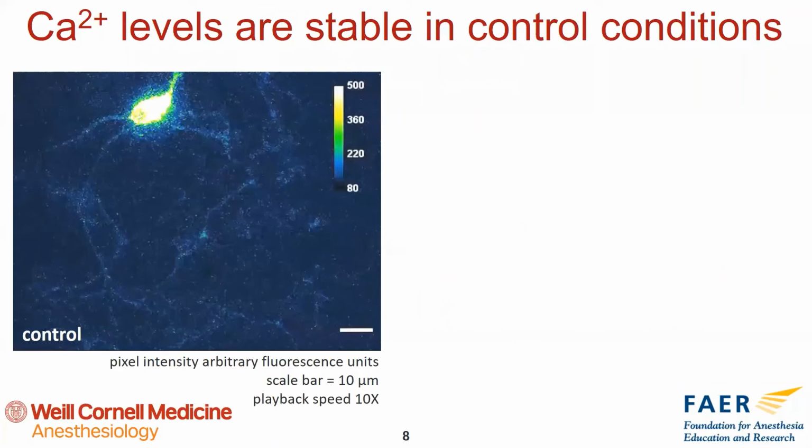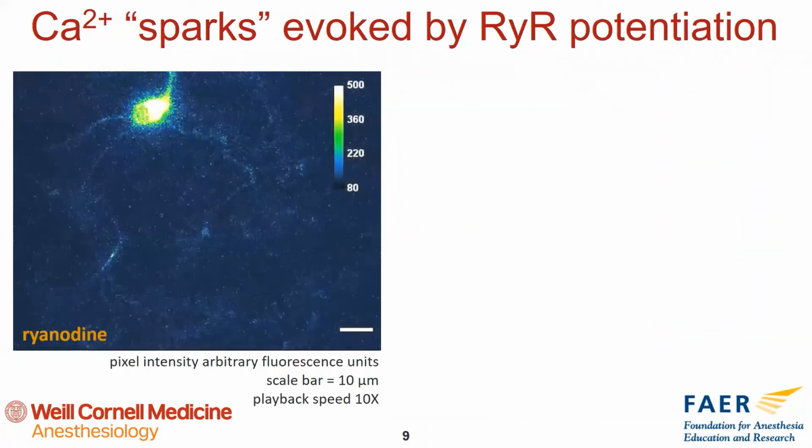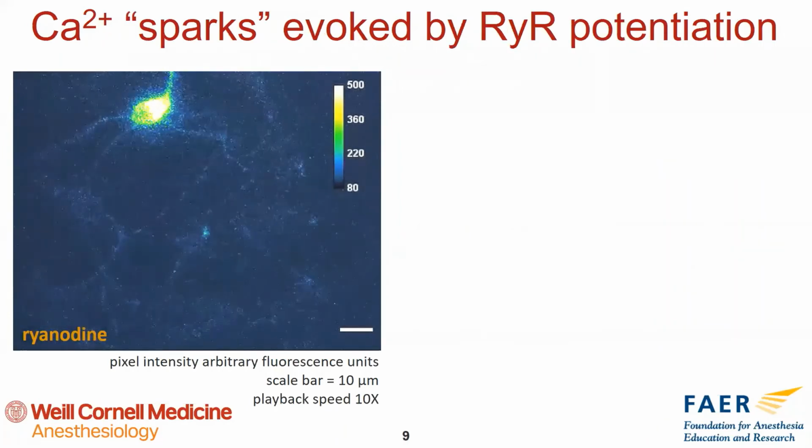Ryanodine treatment also caused in a subset of boutons a sustained increase in cytosolic calcium or spontaneous calcium fluctuations, often referred to as sparks. Under control conditions shown here, there is little variability in resting calcium in the neuron. However, pharmacologic potentiation of the ryanodine receptor led to sparks, which are distributed heterogeneously in space and time.